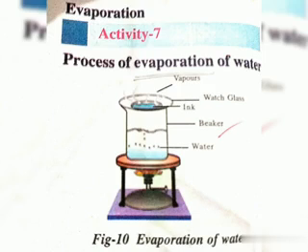So what is the aim of this activity? To separate the dye present in ink by the process of evaporation. To perform this activity, we need one beaker, watch glass, water, ink and stove. First, take a beaker and fill it to half of its volume with water.